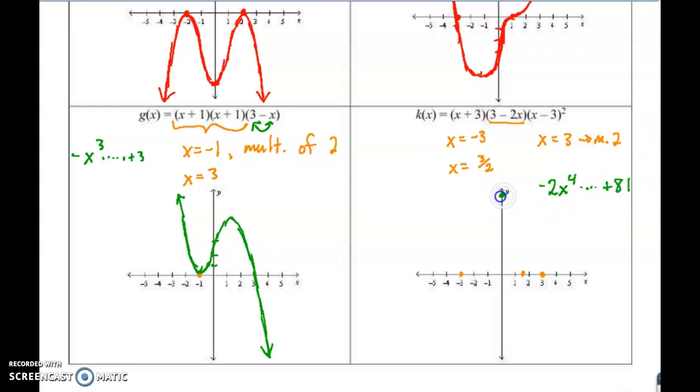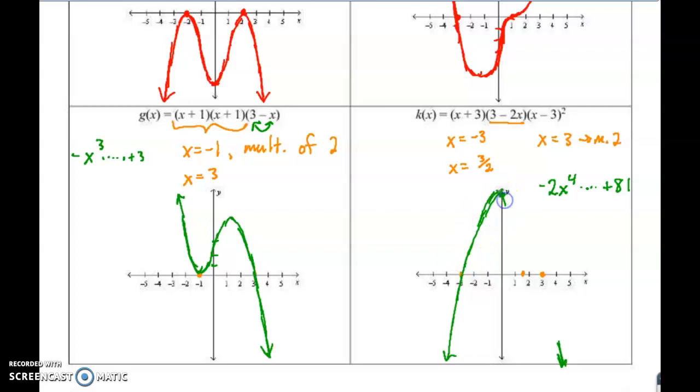So it shoots all the way up here. Like I can't even draw. I'm not even going to try to draw. So we have a negative leading coefficient. Even degree needs to fall on either side. Something like this. So it crosses at x equals -3. Multiplicity is 1. Has to go all the way up to 81.